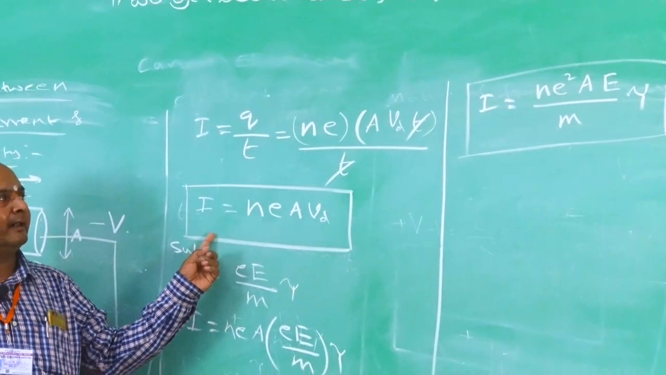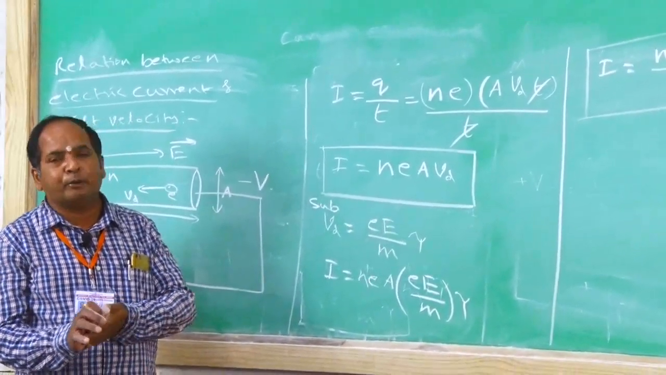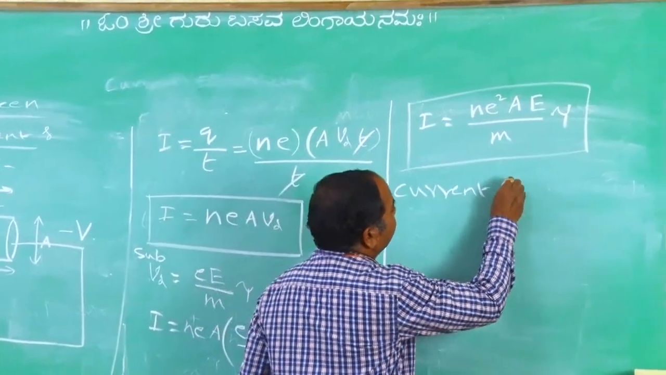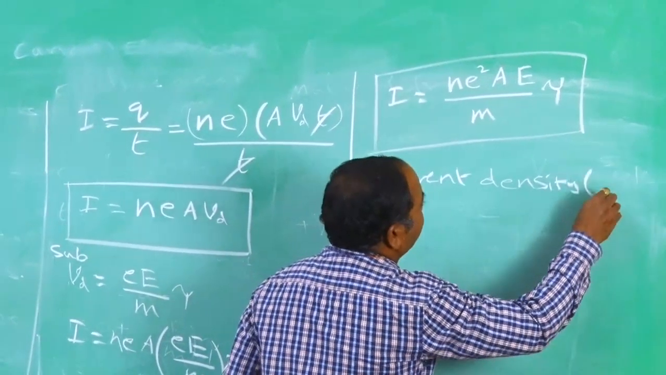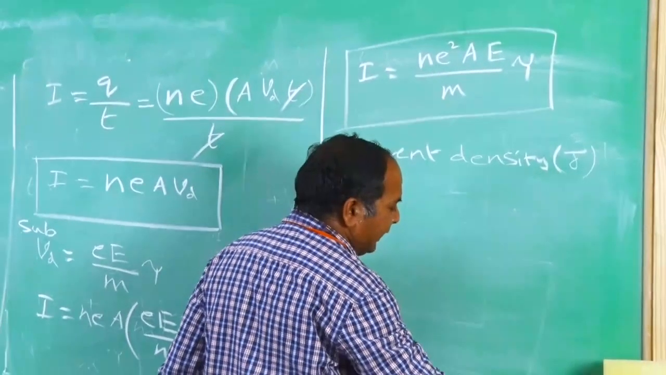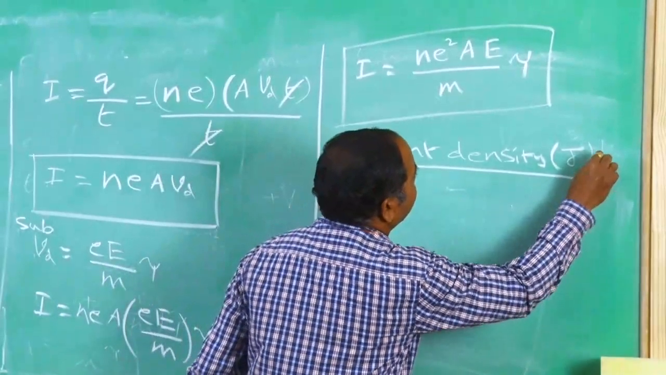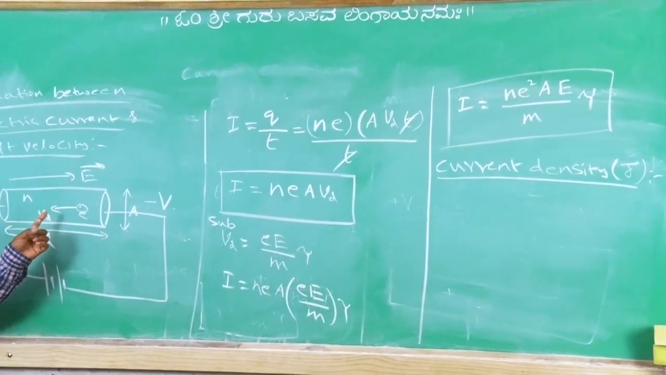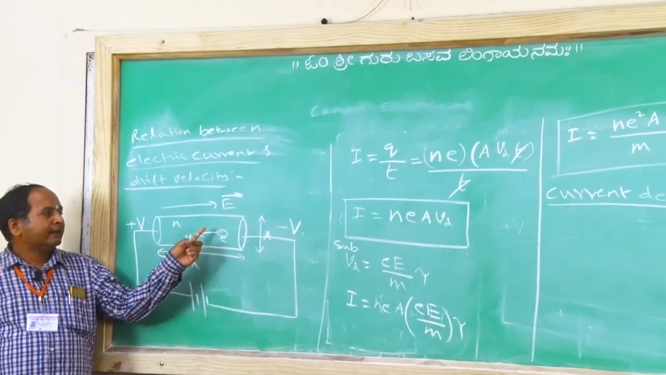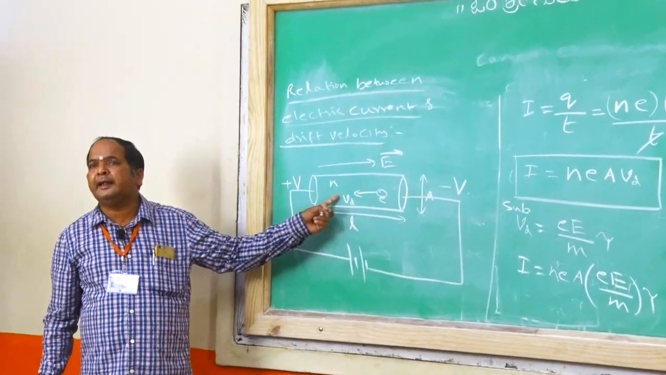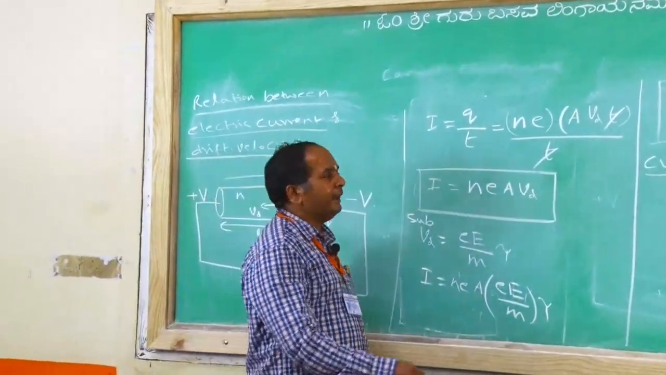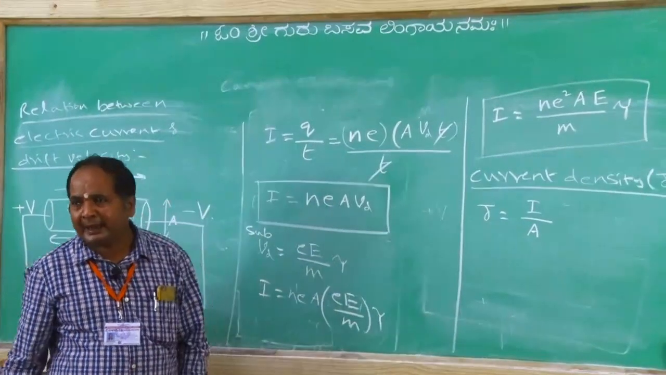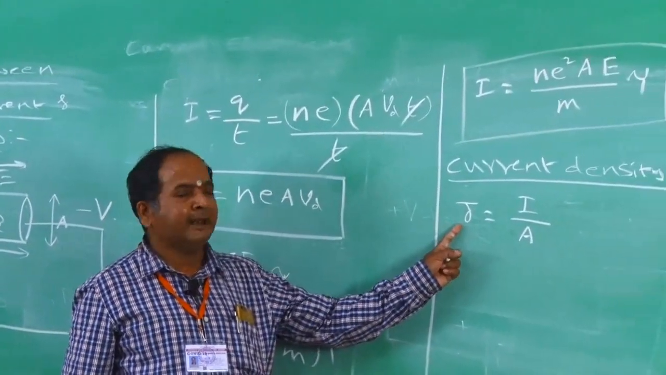From this we are able to estimate another quantity, which is said to be current density. Generally, the current density is denoted by J. Here, if a metallic conductor is considered, the current is passing through its cross-sectional area. That's why the current density may be defined as the electric current per unit area.